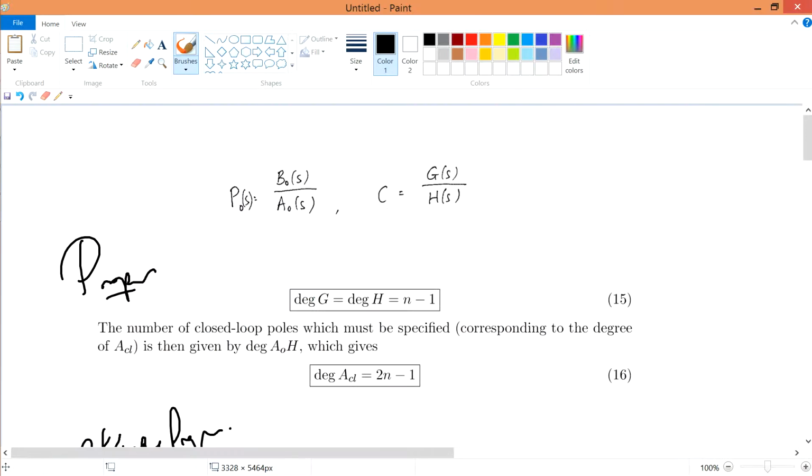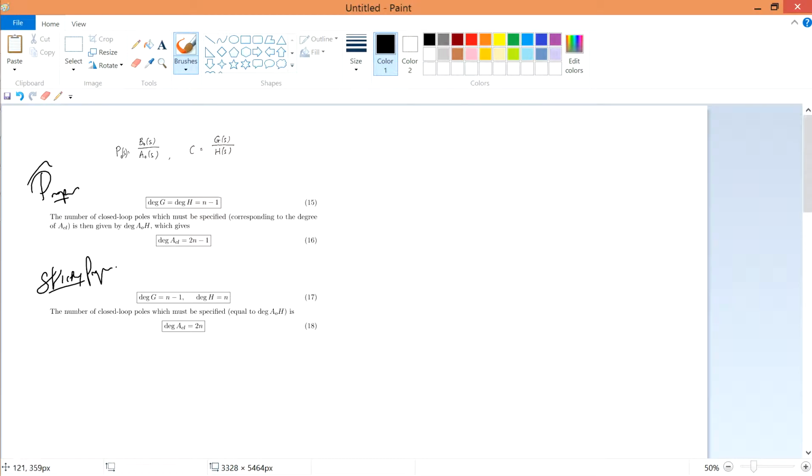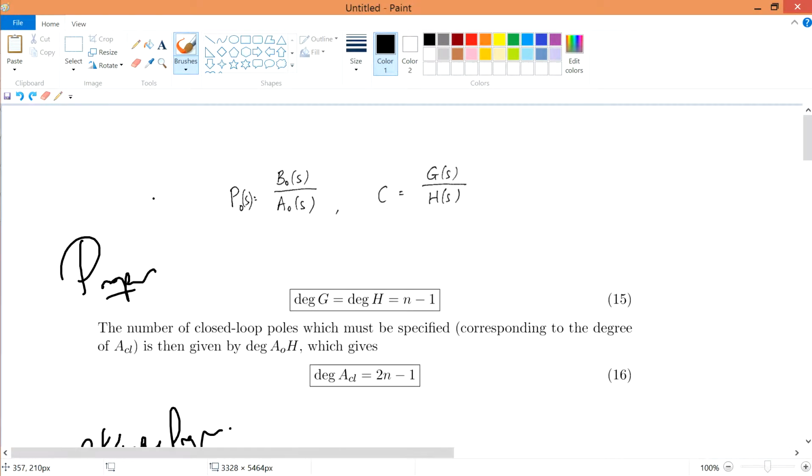In this video, I'll briefly go through how to apply the proper and strictly proper so-called pole placement system. Alright, I'll just briefly describe. So let's start. Before we can design your controller, what do we need to know first? You need to know the transfer function of your plant first.